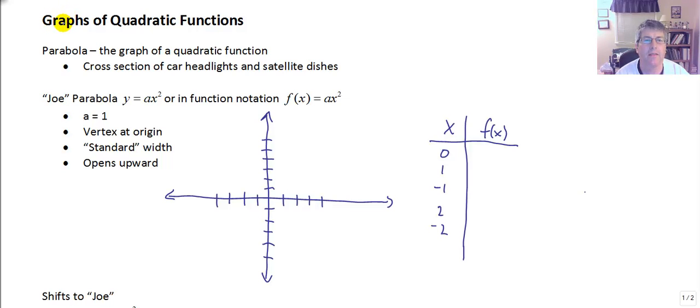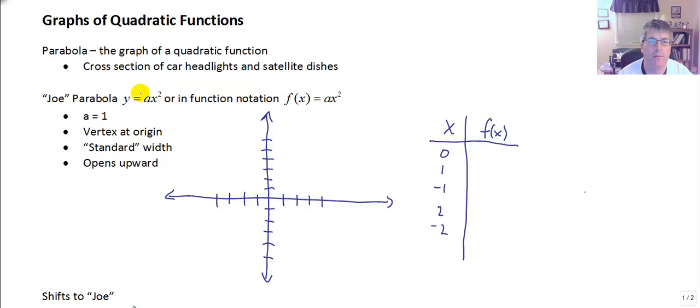Welcome back. In this video, we're going to study the graphs of quadratic functions. And the graph of a quadratic function is a parabola. And we see parabolas in real life in places like the cross-section of car headlights or in satellite dishes. Same satellite dishes that you might have for your satellite TV or DirecTV or whatever you have at your home.